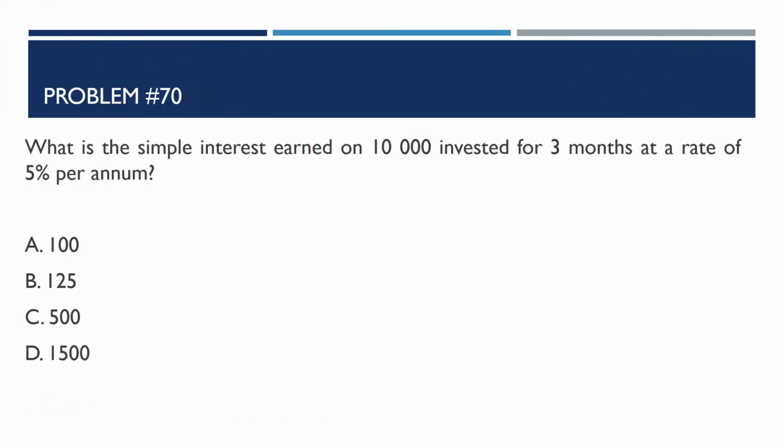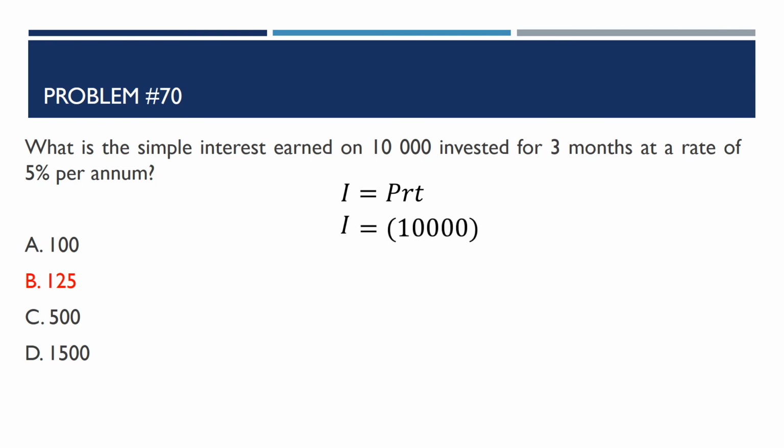Number 70. What is the simple interest earned on 10,000 invested for 3 months at a rate of 5% per annum? So let us know the answer. The answer for this is 125. So let us solve this. We use the formula I for the interest equals PRT for the principal, rate, and time. So let us substitute whatever is given.